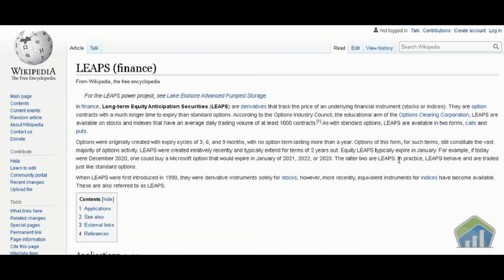Equity LEAPS typically expire in January. For example, if today were December 2020, one could buy a Microsoft option that would expire in January 2021, 22, or 23. Obviously, right now we're in 2021, so you're going to be looking for something that expires in 2022 or 2023. Basically saying the latter of the two are LEAPS. So 2022, 2023 are LEAPS. And it says in practice, LEAPS behave and are traded just like standard options contracts, right? So it's going to behave just like a standard option contract.